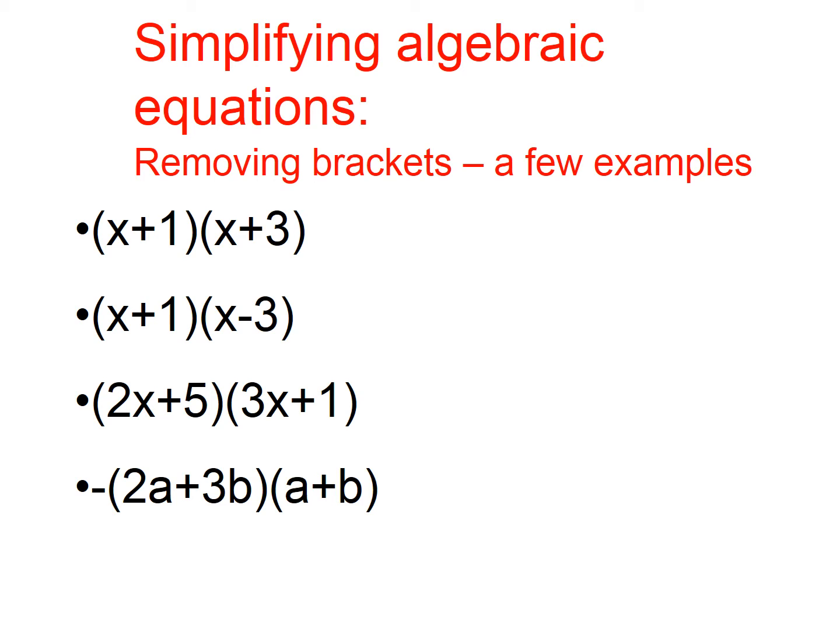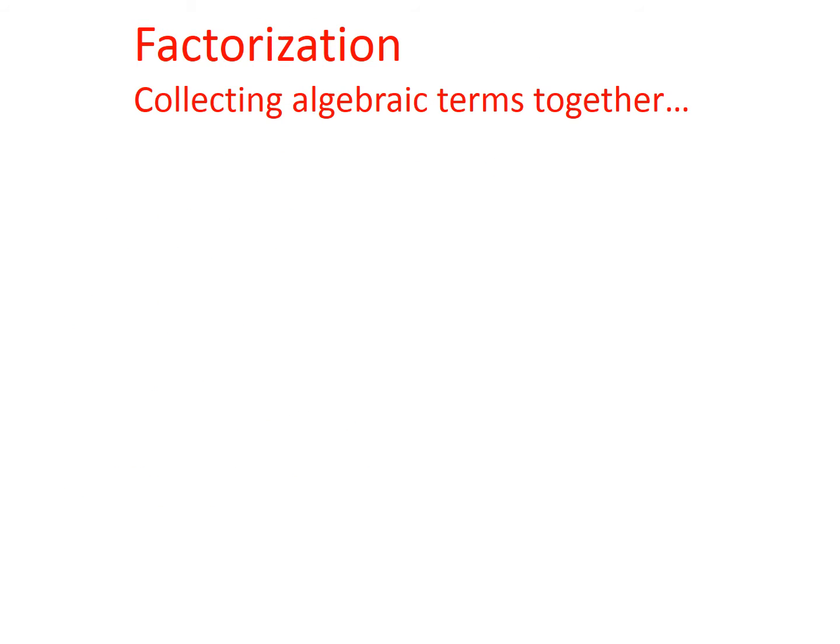So what we've done here is multiplying out brackets. We've got brackets with something plus something and something plus something, and we've multiplied them out. Now, factorization is essentially doing the opposite of that process. The reason we do this is because it makes it a lot easier for us to rearrange equations and find the thing that we're actually looking for.